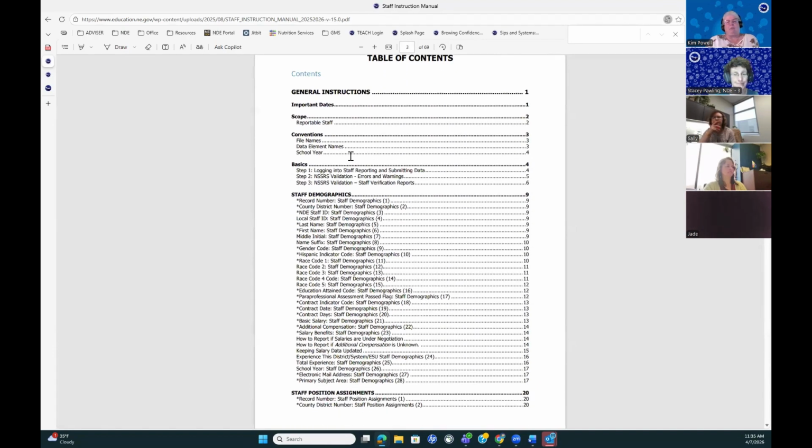And so if you're not reporting them, you're cheating them out of experience if they decide they want to get a substitute certificate, for example, that para substitute certificate. Yeah, that's a great example because that's how they're getting their certificates. They're going back through NDE looking for their NDE staff ID, looking for the experience that they had as paras. Yeah, great point. Good job, Kim.